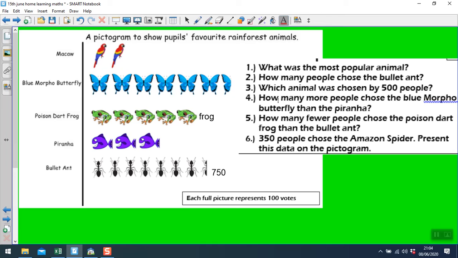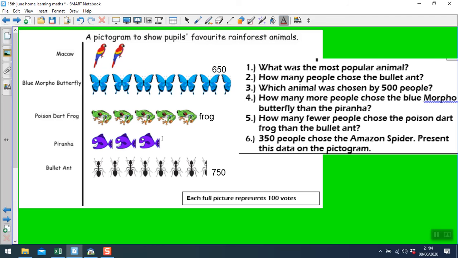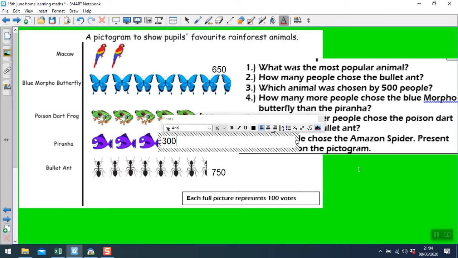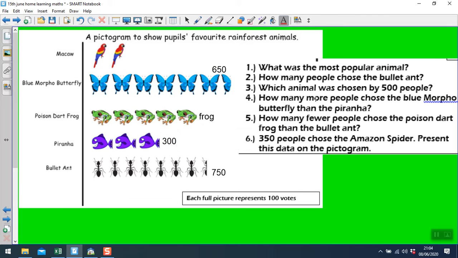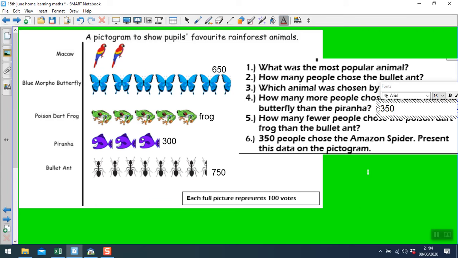How many more people chose the blue morpho butterfly than the piranha? So how many chose the butterfly? 100, 200, 300, 400, 500, 600, 650. And how many chose the piranha? 300. So the difference, remember, how many more or how many fewer means do a takeaway. 650 take away 300, that's 350 people.